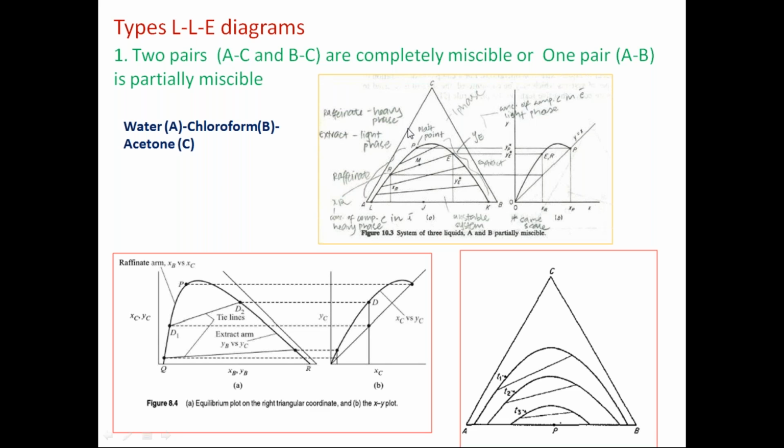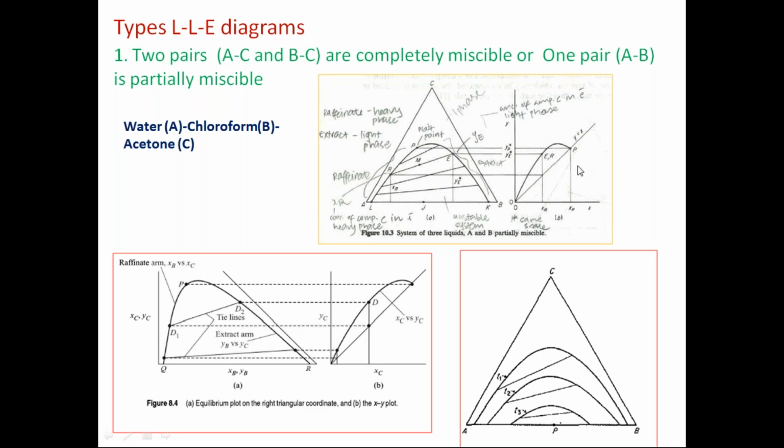So to have the heterogeneous nature, the C composition should be less in the mixture, such that it will fall under the binodal curve. In the binodal curve again you have tie lines. These tie lines can be extrapolated on X and Y. X is the weight fraction of C in the raffinate, that is the aqueous layer. Y is the weight fraction of the C in the extract phase.